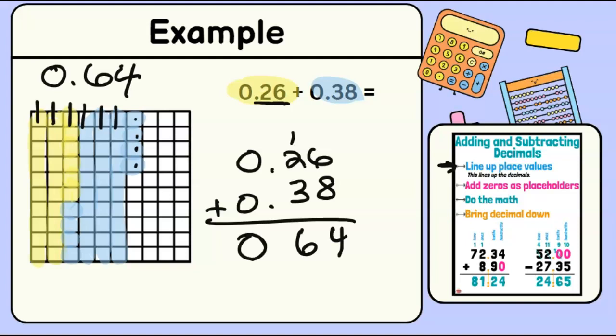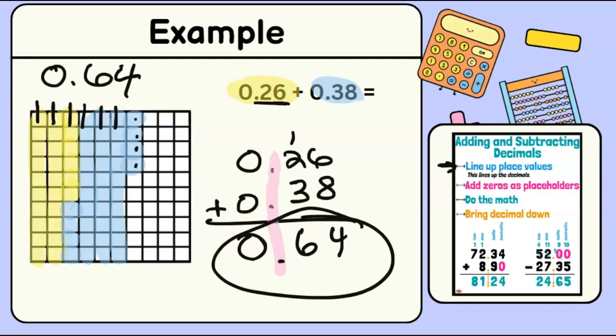Finally, to finish my answer, I'm going to find where my decimal point is, and I'm going to bring it straight down into my answer. So I know the sum of 0.26 and 0.38 is 0.64. We can see the sum is the same as I got for my area model. So those match up, and that is how I know that my sum is correct.